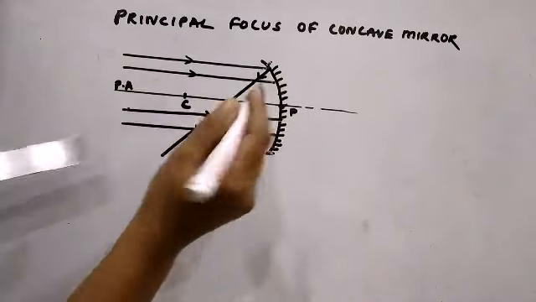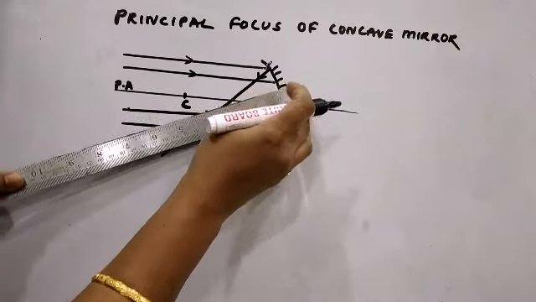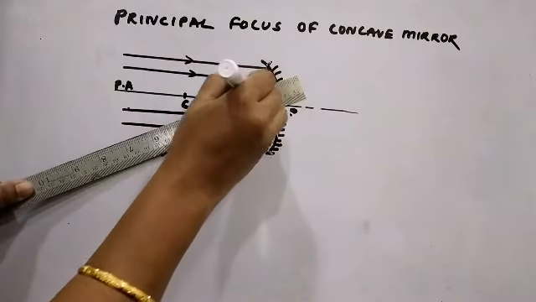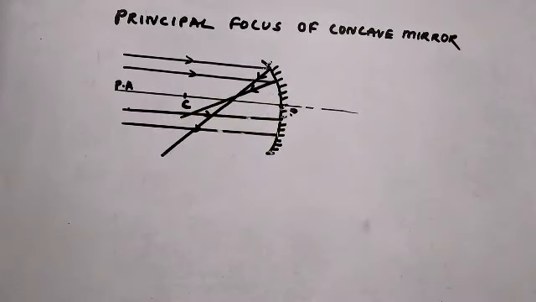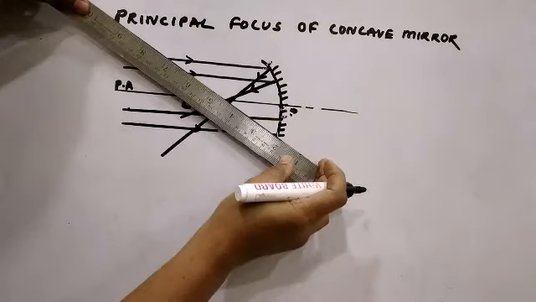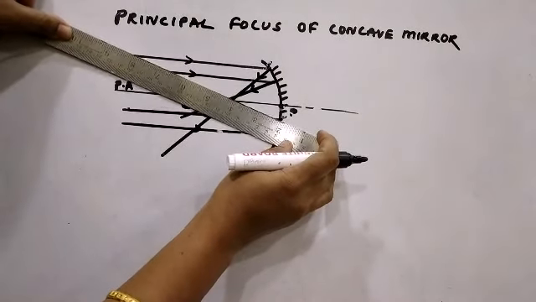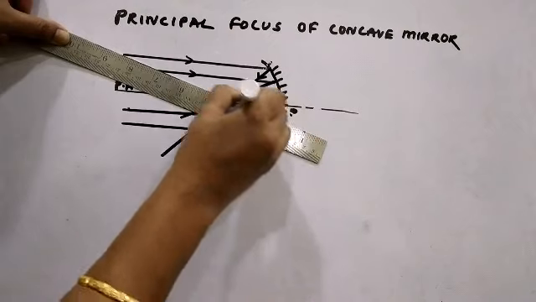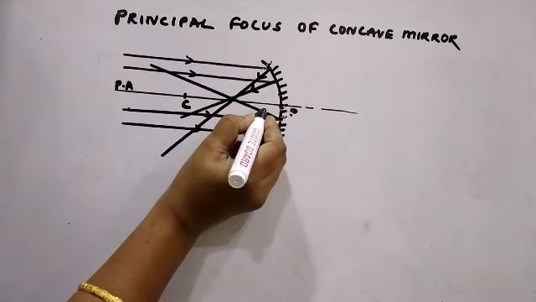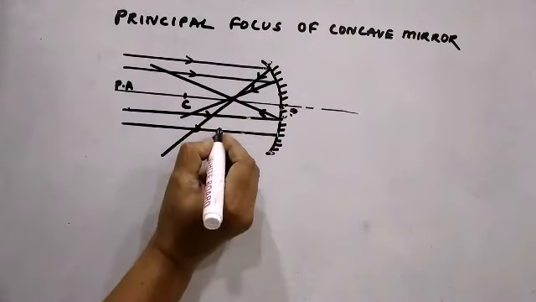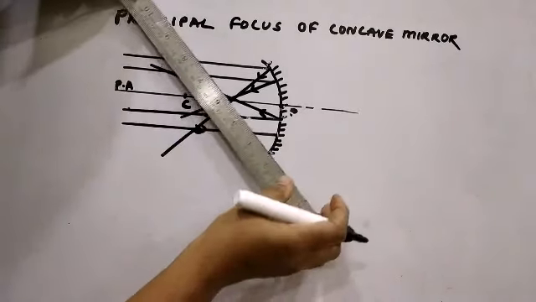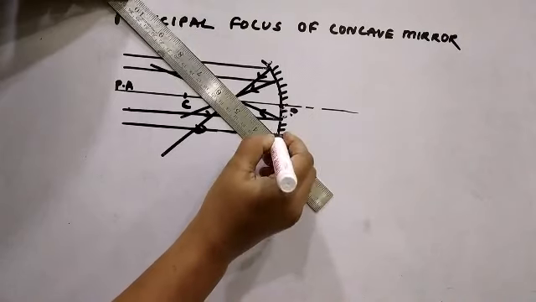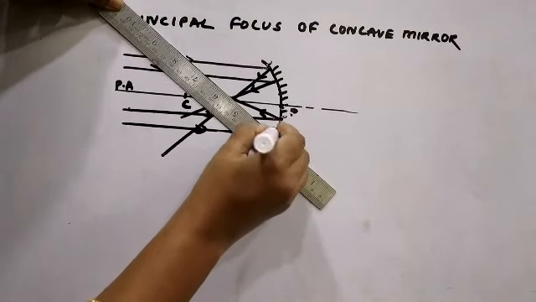Similarly, if I consider this incident ray, it will get reflected. So I will show the direction of the reflected ray. Now this is another incident ray, so once again the incident ray will get reflected. So this is another reflected ray. This was another incident ray, and this incident ray also gets reflected from the spherical mirror, that is, the concave mirror.